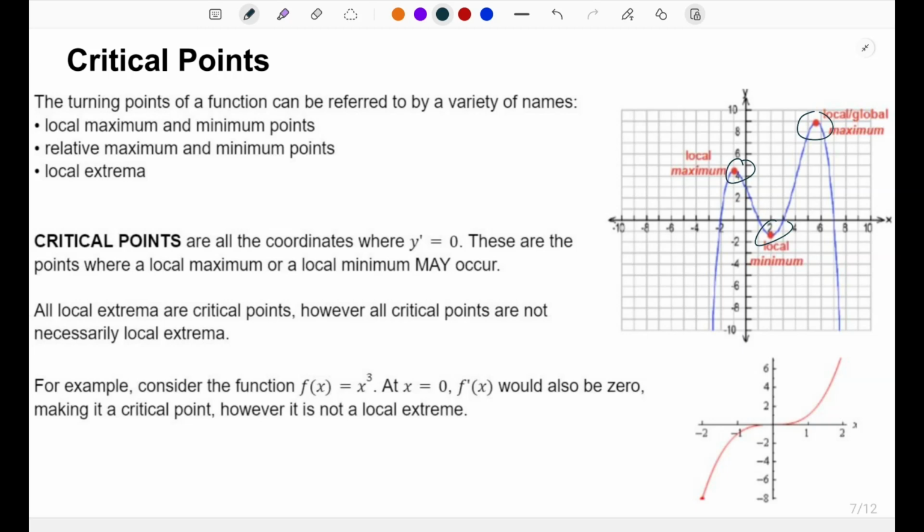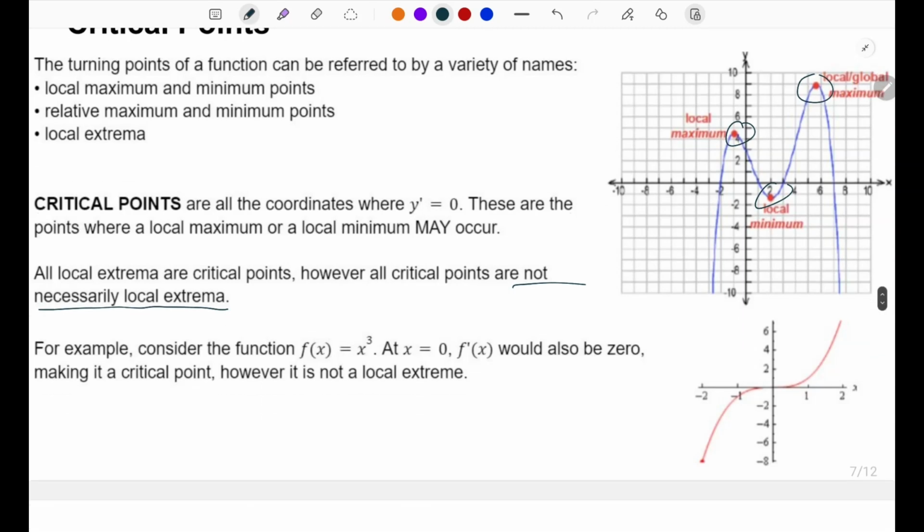And so when we're talking about a critical point, essentially it's any point where the derivative is equal to 0. What's important though is that if the derivative is equal to 0, it may not actually be a local maximum or minimum.